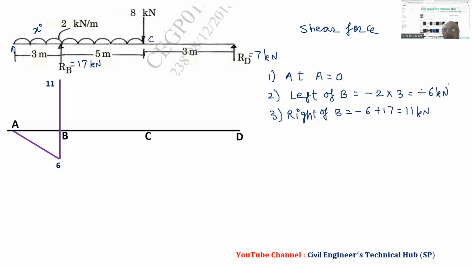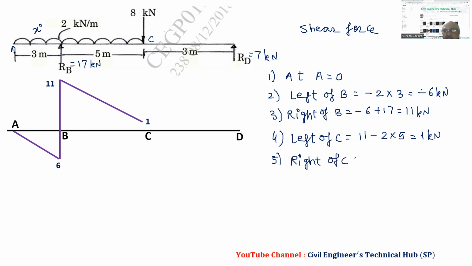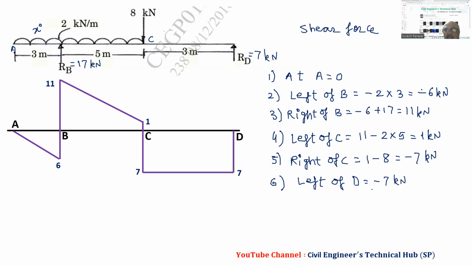Then we have fourth, left of C. We have to consider whatever UDL we have in this portion, which is 2 into 5 meter. So it comes to 1 kilonewton. So left of C we have 1 kilonewton. As we have UDL loading, automatically it will be x to the power 1 in SFD. Then right of C, we have 1 minus 8, so minus 7 kilonewton. And then left of D the value remains the same, no load is there. So minus 7 kilonewton, a horizontal line. And then seventh, right of D we have 0. And this will be the SFD in kilonewton.